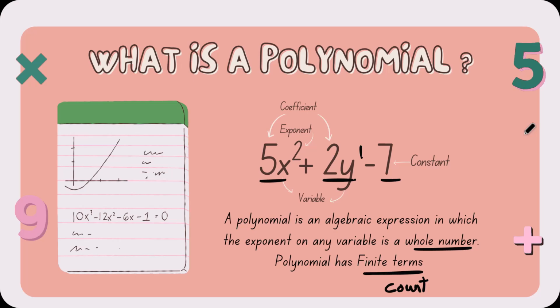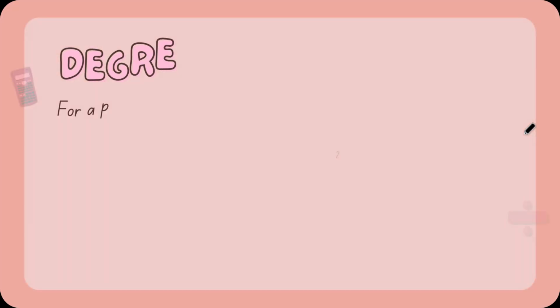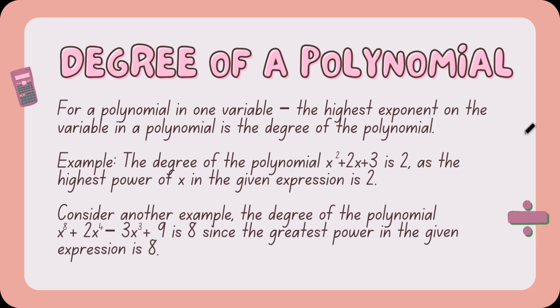All right. Now, degree of a polynomial. What is a polynomial degree? For a polynomial in one variable, the highest exponent on the variable in a polynomial is the degree of the polynomial. The highest exponent means what? For example, we have x squared plus 2x plus 3. x has 1 and x squared has 2. So the highest exponent is 2, or the highest power. So 2 is the degree of the polynomial.